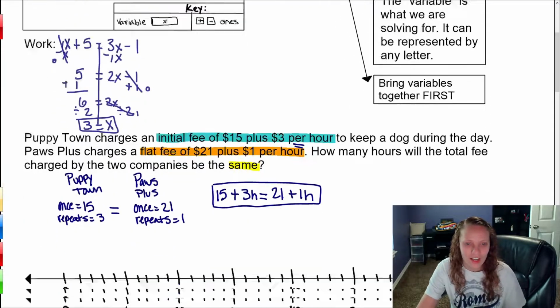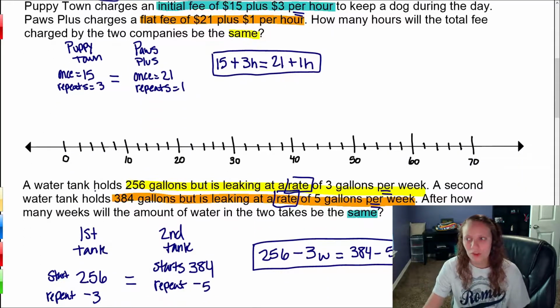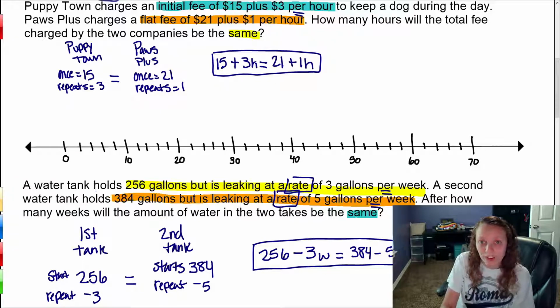Alright, let's try another one. Now, these next two problems you're going to be familiar with. These are the ones that we wrote an equation to the other day. We looked at the dog sitting places and then the water tank, and that's why I already have some of the work here, because it was from how we set up an equation from the other day. And now we're actually going to solve.